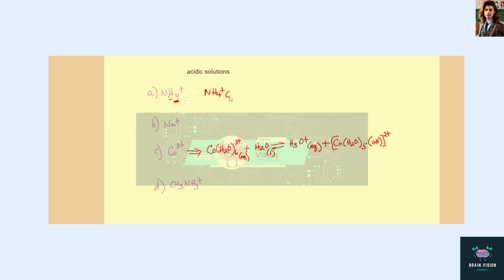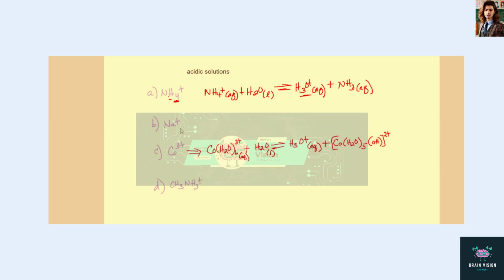The ammonium cation in solution would react with water to donate a proton to water and form the hydronium cation. So there's our acidic substance, and ammonia, its conjugate base, would be left in solution then. So ammonium cation is indeed acidic.